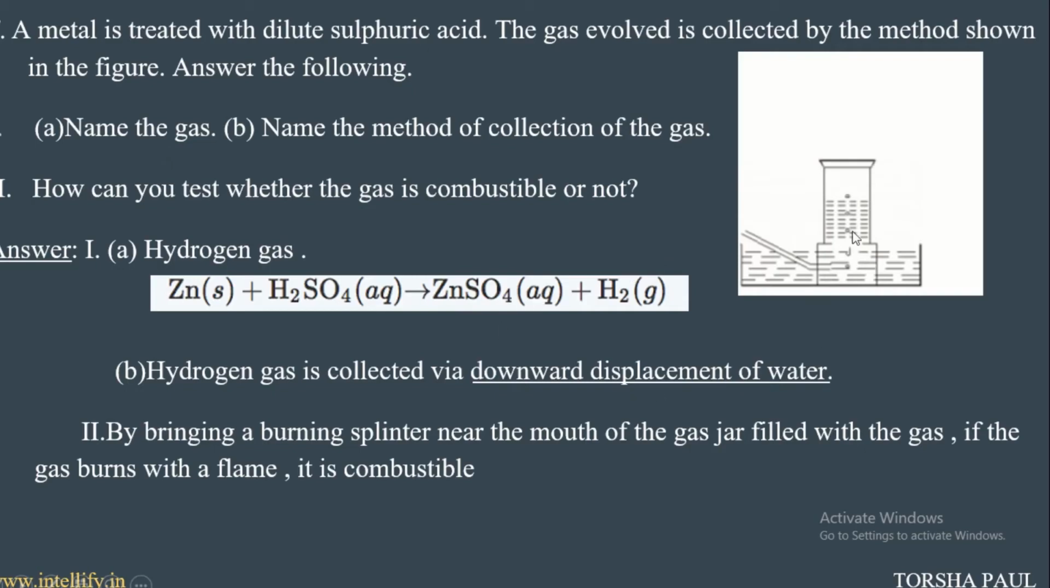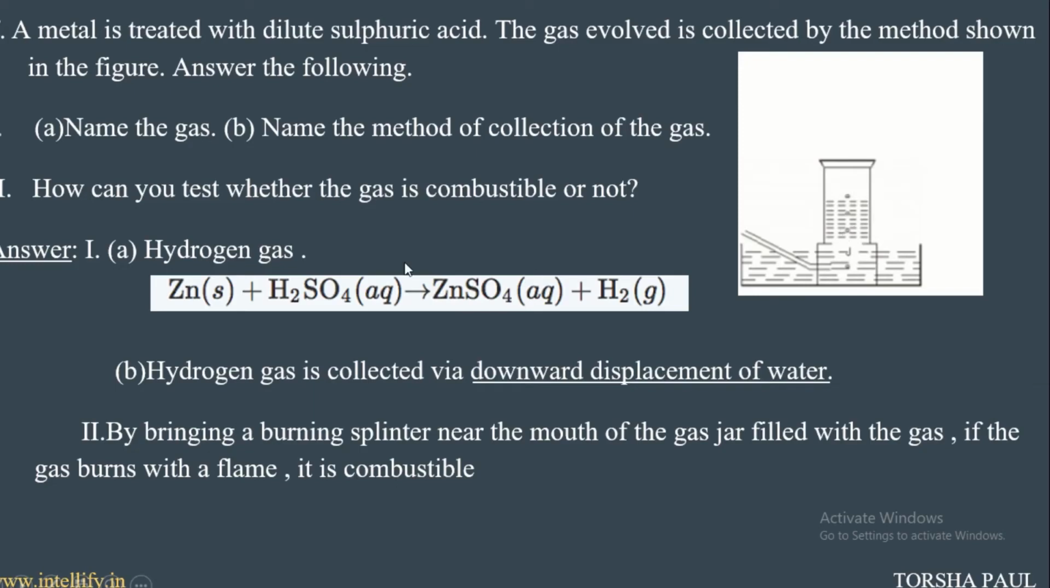Why are we using downward displacement of water? Hydrogen gas is less dense than water, and also it is not soluble in water. So that only it can easily displace the water. This bubble is the hydrogen gas. Okay, these are all water. Hydrogen gas displaces the water.